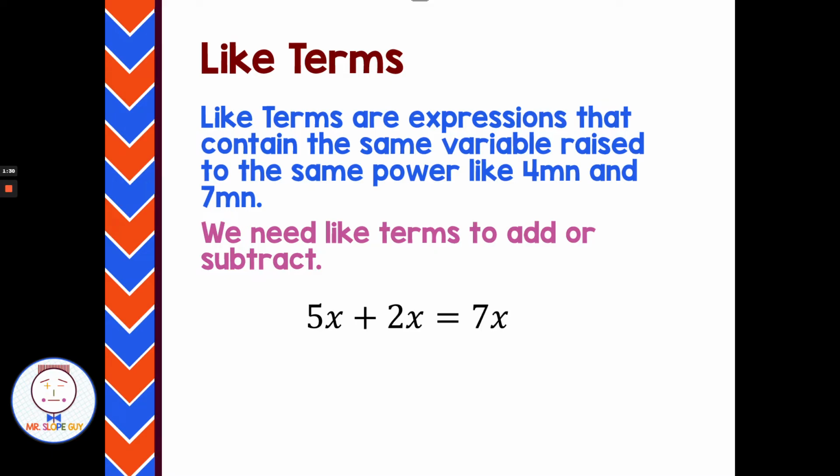So for example, if I have 5x plus 2x, those are like terms. I can add those together to get 7x. Notice how the coefficient, the number part in front, is the only part that changes. The variable part stays the same. So it's kind of like adding apples plus apples or oranges plus oranges. 5x's and 2x's can add up to be 7x's. Or if I have 2xy plus 3xy, they both have xy to the first power, so they're like terms, and we can add those together and get 5xy.